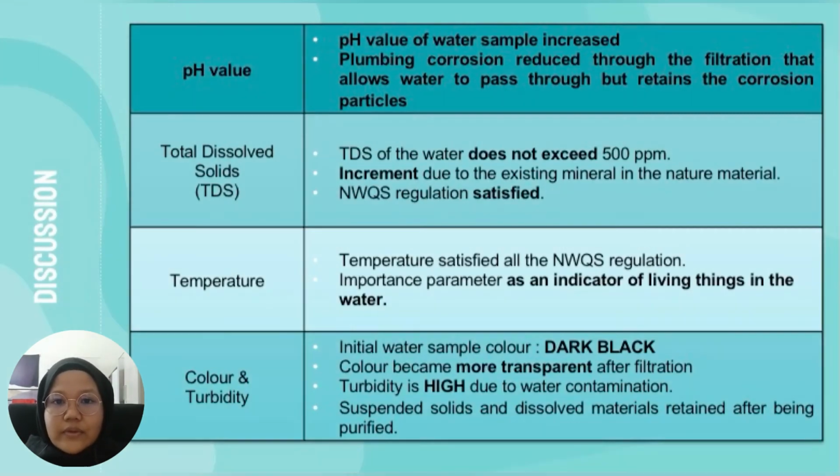The initial water sample is dark black since it contains dissolved materials as suspended solids. However, after filtration, the color becomes more transparent. Because of the water contamination, it can be seen that the turbidity of the initial water sample is high. After purification, less turbidity was observed.